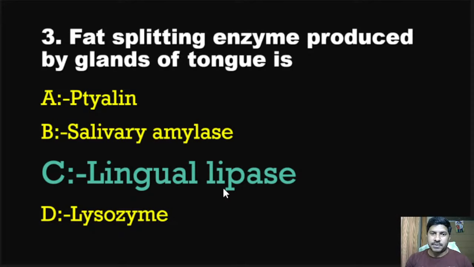Lipase has three types. Lingual lipase is produced by the tongue. Gastric lipase is produced by the stomach. Pancreatic lipase is produced by the pancreas.